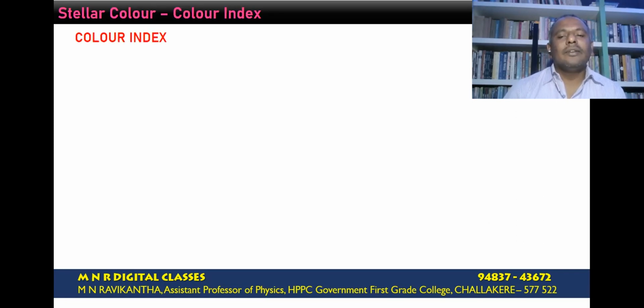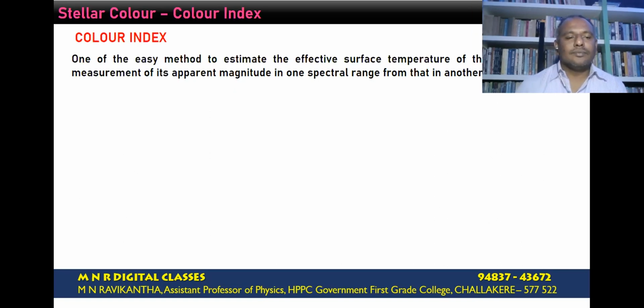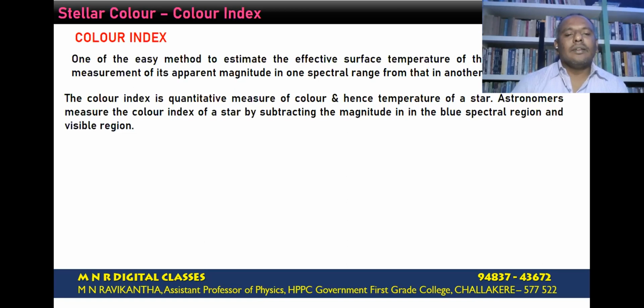The first method is color index. It is one of the easy methods to estimate the surface temperature of a star. It is the measurement of apparent magnitude in one spectral range relative to another spectral range. The color index is a qualitative measure of the color and hence the temperature of the star.